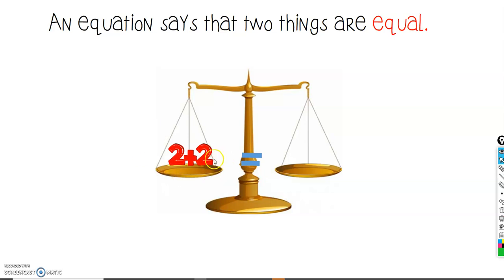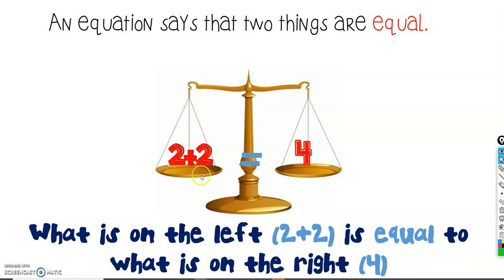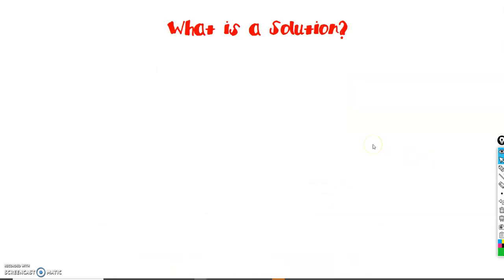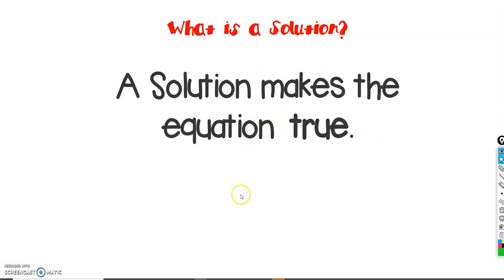So 2 plus 2, of course, is equal to 4. So what is on the left side, my 2 plus 2, is equal to what is on the right, the 4. So this is pretty elementary, and I know you guys are rolling your eyes, but we need a review. So what's a solution then? A solution makes the equation true. If you have a problem, your solution fixes it.